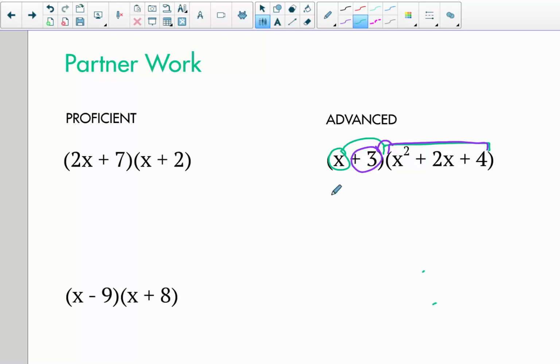So if you were going to tackle that problem, it'd be x times x squared plus 2x plus 4, just the distributive property, plus 3 times x squared plus 2x plus 4. And then I would go ahead and distribute and then simplify, but I'm going to leave that problem undone for the moment. I'll let you finish it up.